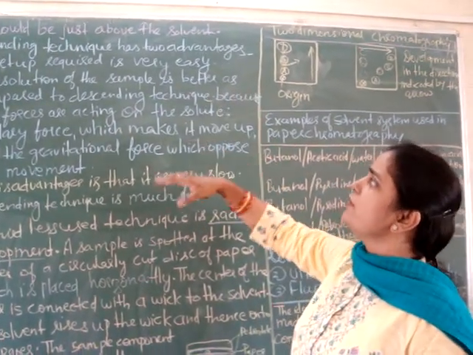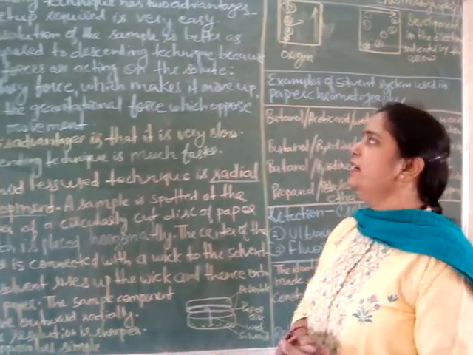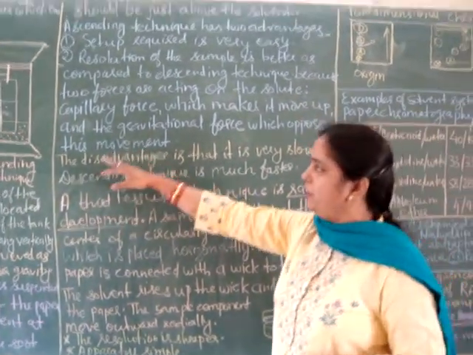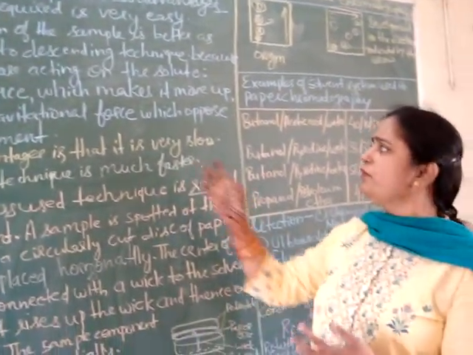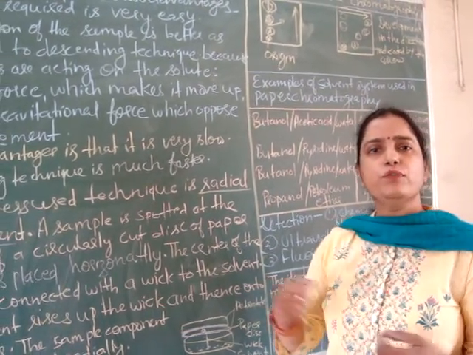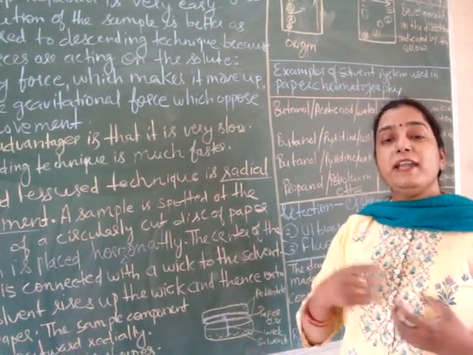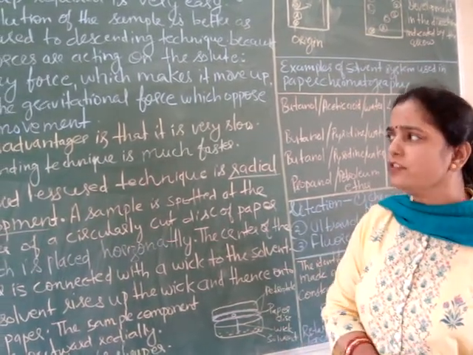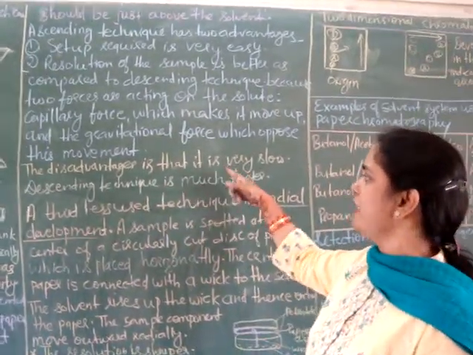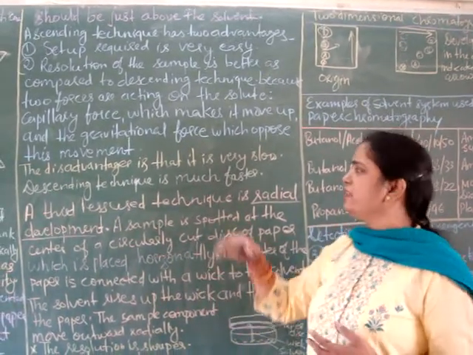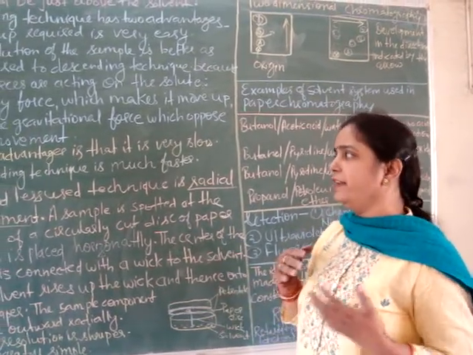Second one is that the resolution of the sample is better as compared to the descending technique because two forces are acting on the solute. First one is capillary force, which makes it move up, and the gravitational force, which opposes this movement. That means two forces work in just opposite directions, which results in better resolution of the components or solutes. But one disadvantage of the ascending technique is that due to two opposing forces, it is very slow. The movement of the molecules or components is very slow.